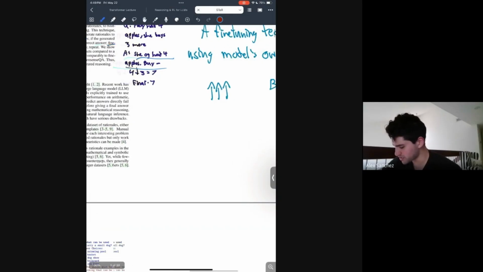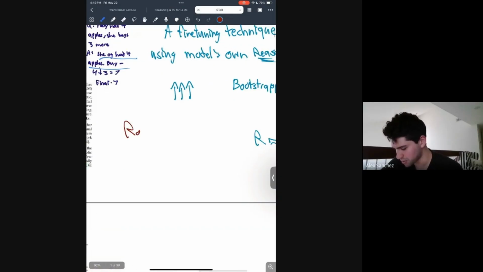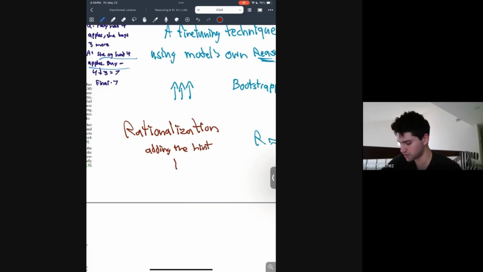Again, remember the importance of rationalization. That's probably the biggest takeaway from this paper. The rationalization part, the importance of adding the hint and reverse engineering the solution, which leads to a good chain of thought link that can be used again, even if the model originally got the question wrong.